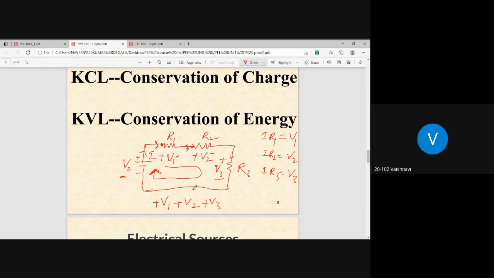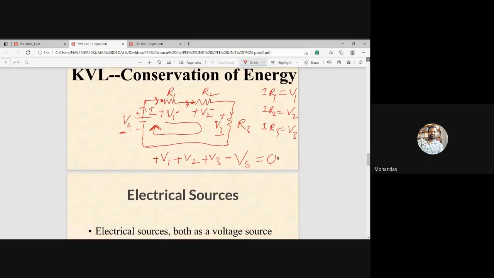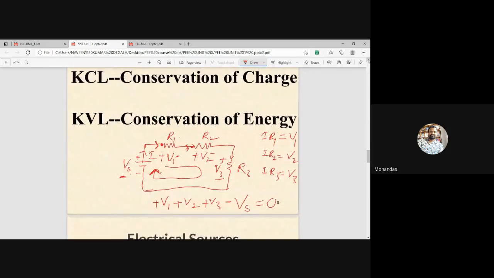Minus V4. This is not V4, it is V naught, or Vs as given, equal to 0. So this is the way you have to write the KVL equation. Sometimes only voltage sources will be there. I will also give another example here.